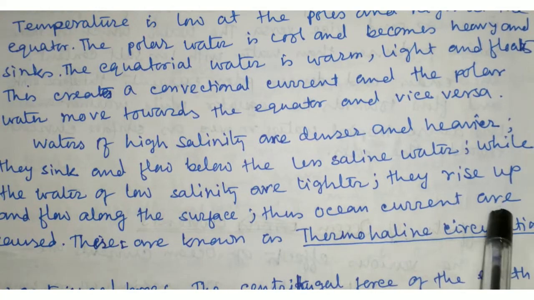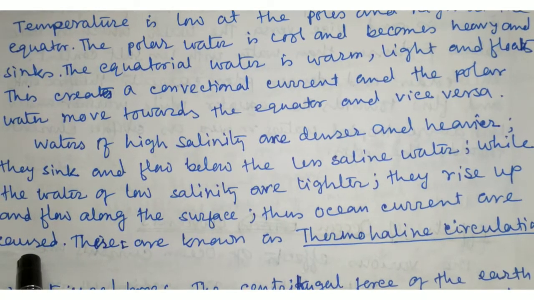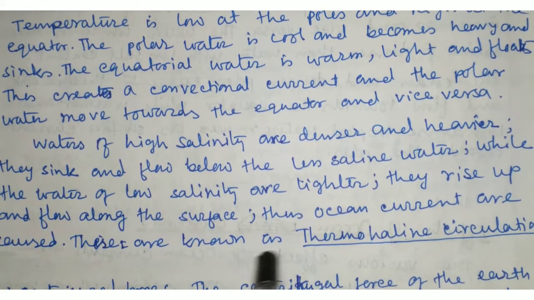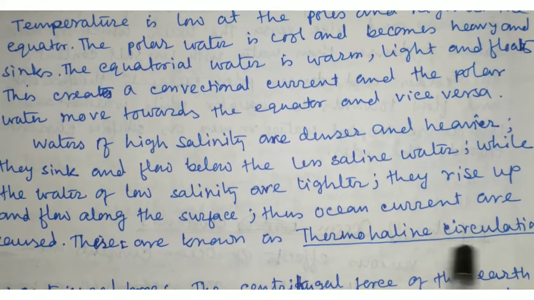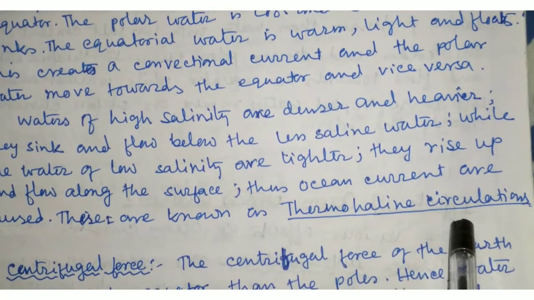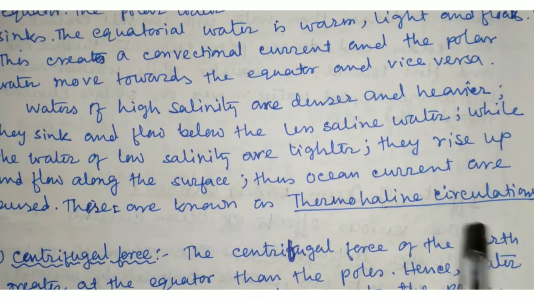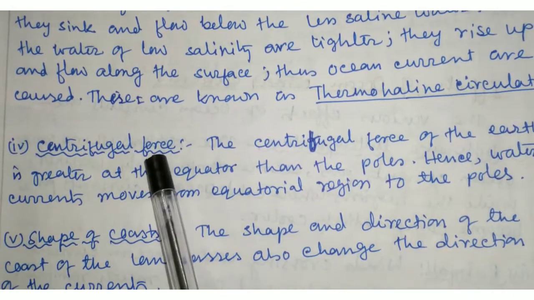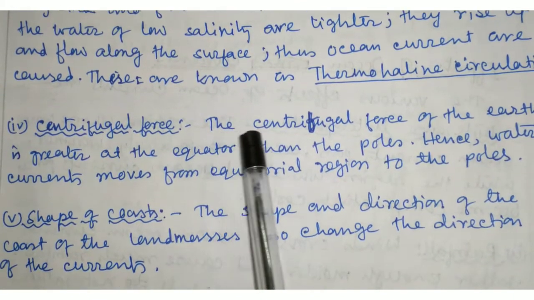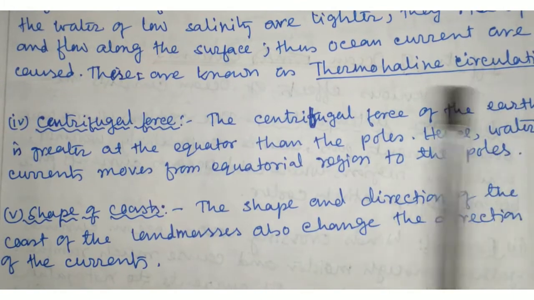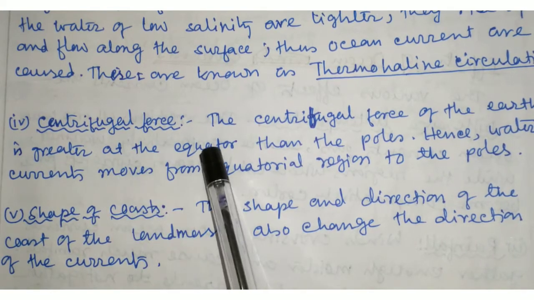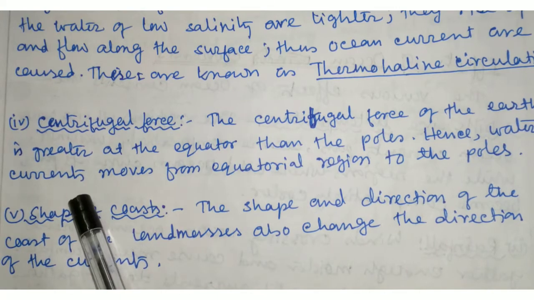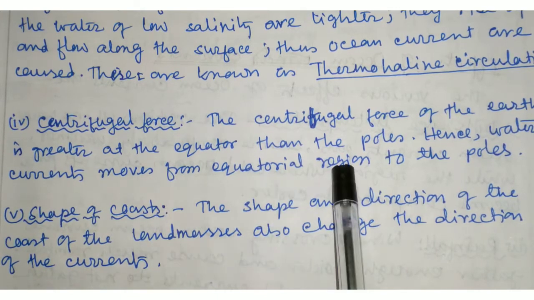Thus, ocean currents are caused. These are known as the thermohaline circulation. Next point, centrifugal force. The centrifugal force of the earth is greater at the equator than at the poles. Hence, water currents move from the equatorial region to the poles.